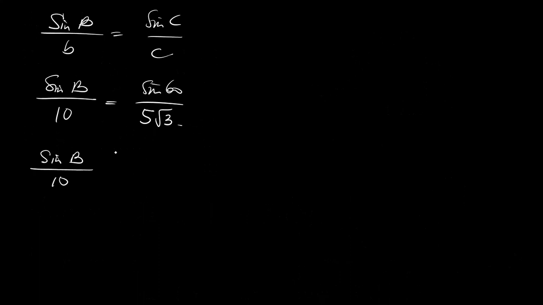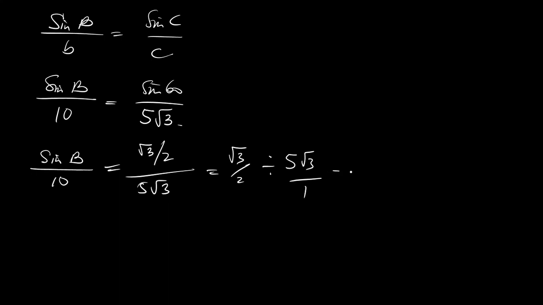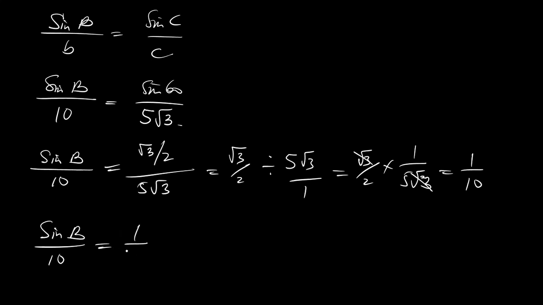So let's look at it now. We have sine 60, which we have gotten before, which is root 3 all over 2 divided by 5 root 3. This can also be written as root 3 all over 2 times 1 all over 5 root 3. This will cancel out this, and you now have 1 all over 10. So sine B all over 10 is equal to 1 all over 10. This will cancel out this, and it implies that sine B is equal to 1.